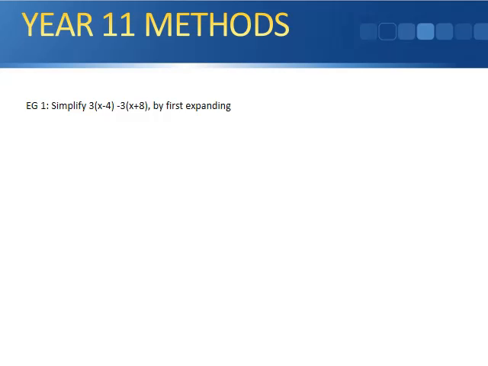Just remember that because there's nothing shown here in front of this x to the power of 4, there's actually a number 1 right in front of it. You just never write it. First example, simplify these brackets here by first expanding. So they've asked us to expand first, so let's expand it. Remember, we times everything inside the bracket by the number on the outside, and then we'll do this bracket by the number on the outside.